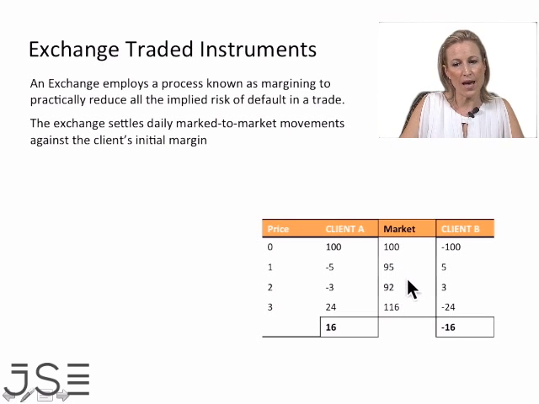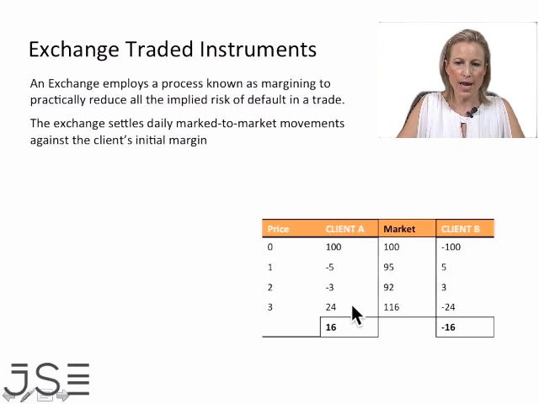The next day, the market moves to 92. Well, now this is an additional 3 loss for client A. And in fact, if this contract at this stage was closed out, they would have a total of a -8 loss. Their contract, compared to the current market, would be 8 worse.